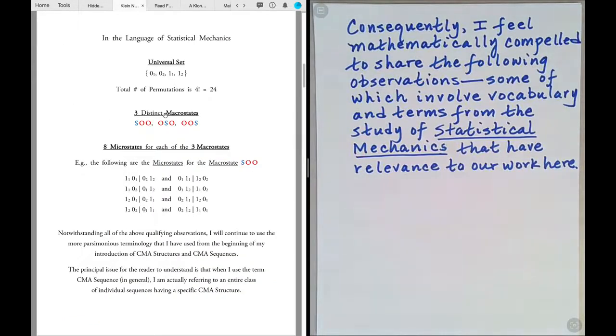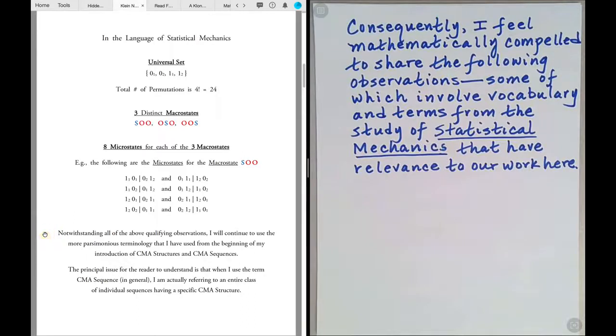In the language of statistical mechanics, we can say the universal set is as follows: 0 sub 1, 0 sub 2, 1 sub 1, and 1 sub 2. Of course, the total number of permutations of these four distinct objects is 4 factorial, which is equal to 24. Now, if you think about the CMA structure types, they are actually macrostates in the language of statistical mechanics. There's three of them, SOO, OSO, and OOS. And for each of these three macrostates, we have 8 microstates. For example, the following are the microstates for the macrostate SOO. These are the same 8 CMA sequences listed on the previous page.